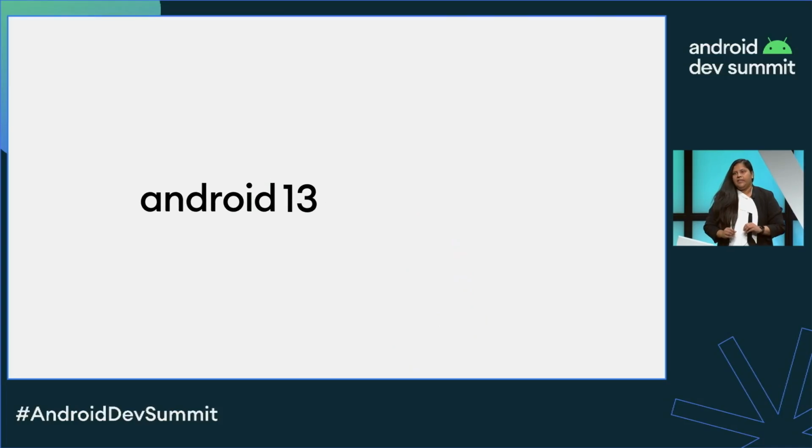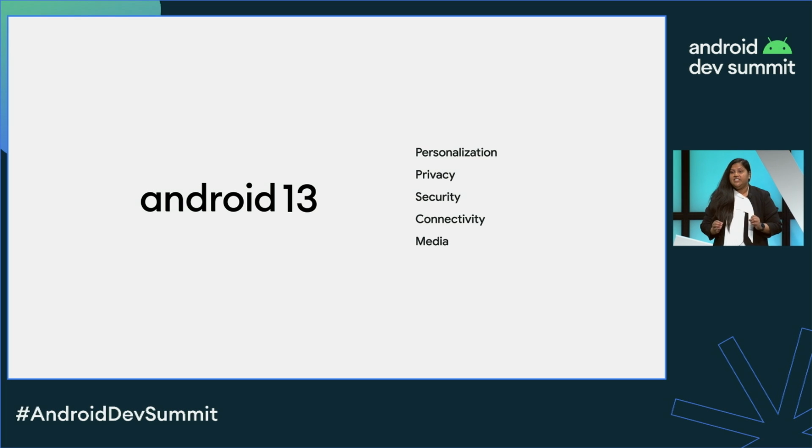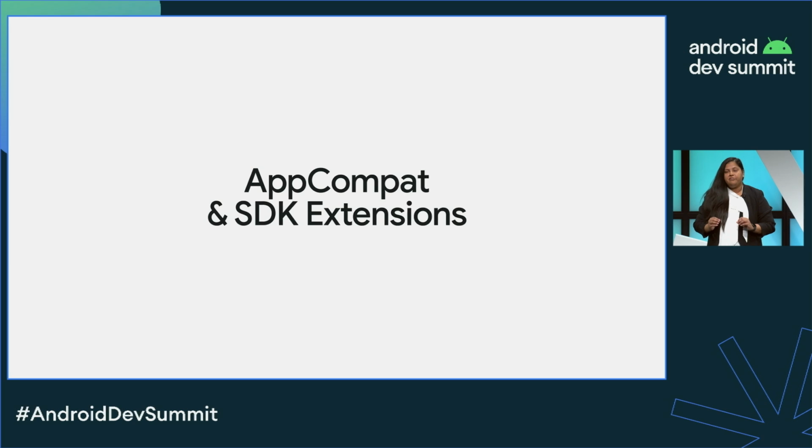With updates like the taskbar, activity embedding, and compatibility mode, Android 13 delivers an even better experience on tablets. But there's so much more to Android 13, with enhancements to personalization, privacy, security, connectivity, and media. More importantly, we're using a variety of technologies to allow you to deploy these features to earlier Android releases. Dan and I will walk you through some of the many ways you can take advantage of these technologies.